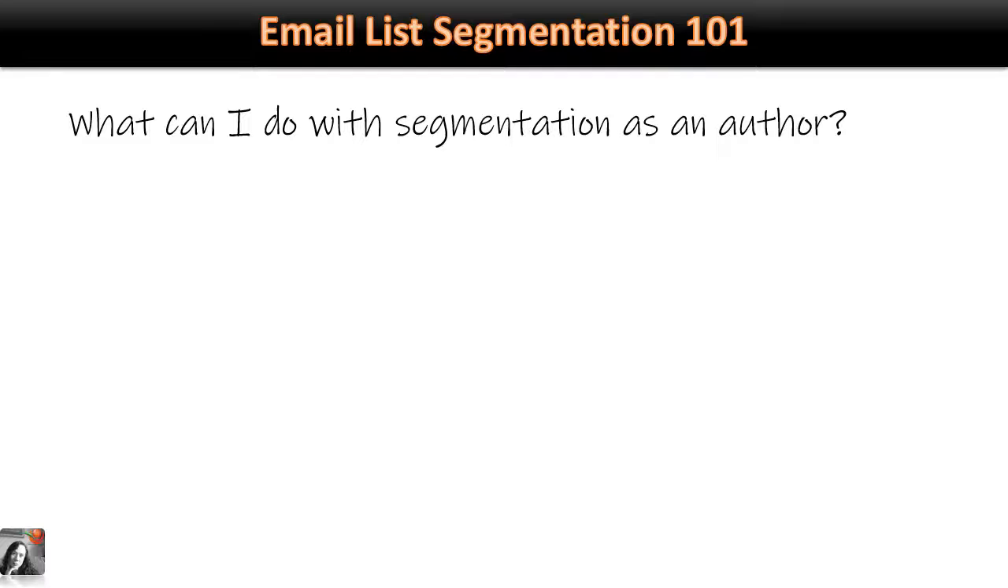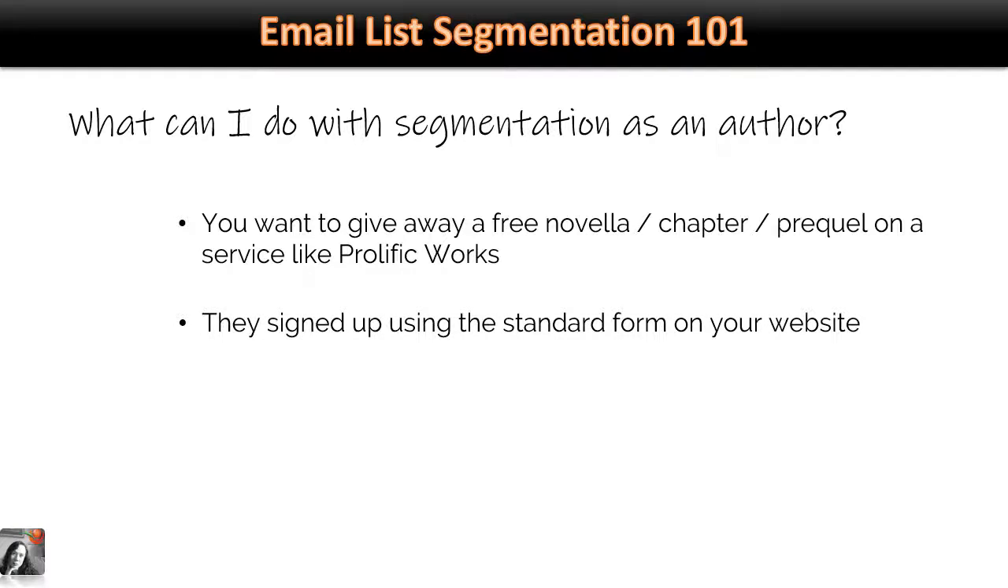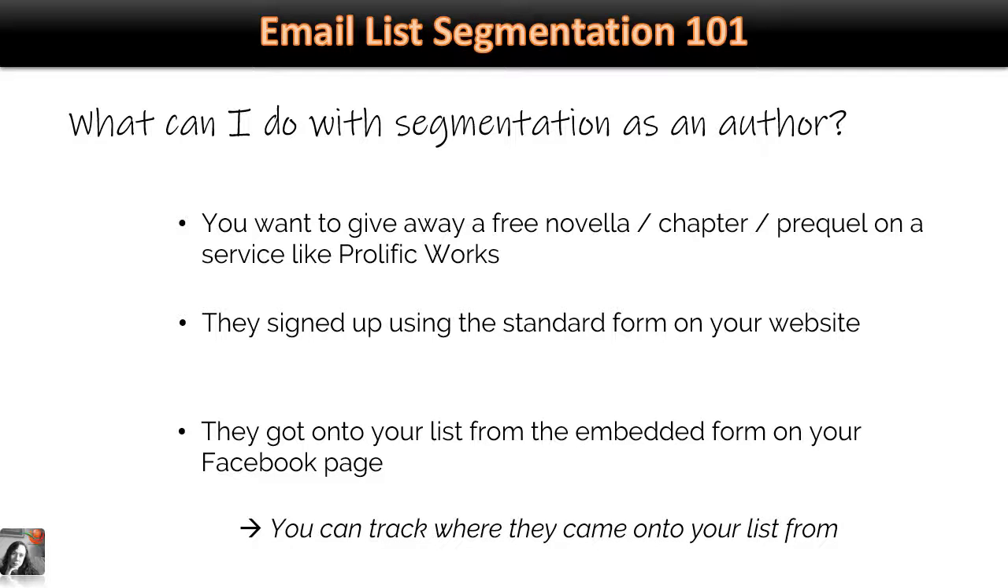So now what can I do with segmentation as an author? Let's say you want to give away a free novella or a chapter or a prequel on a service like Prolific Works, which you may recognize the name Instafreebie. They recently changed their name to Prolific. Let's say people signed up, got onto your list using the standard page form that's on your website. Or maybe they got onto your list from the embedded form on your Facebook page. You can track where they came onto your list from.